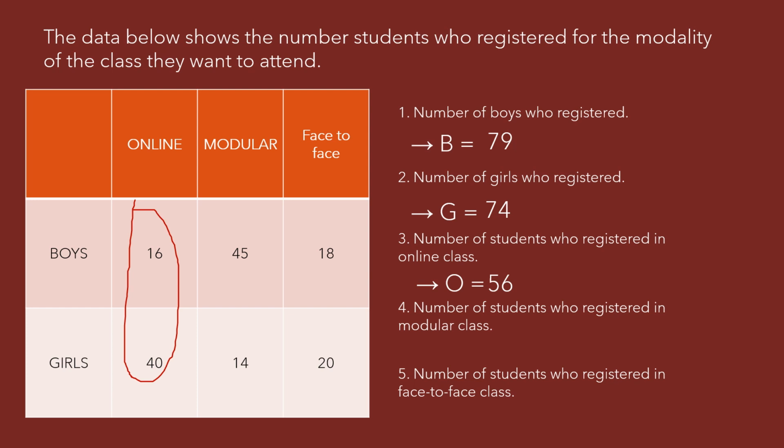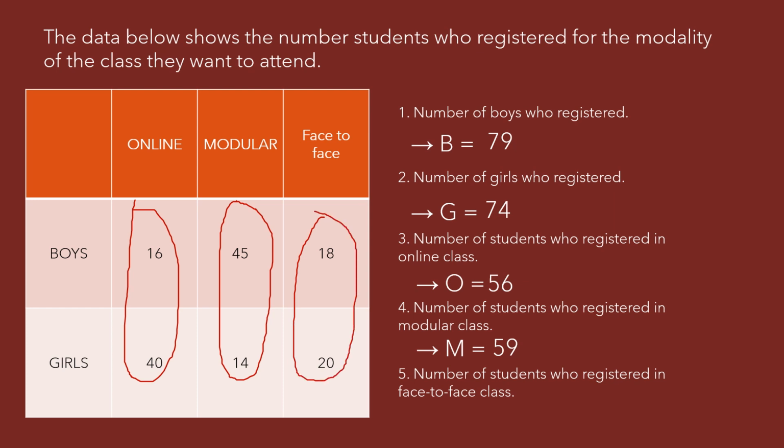Next one, number 4, number of students who registered in modular class. These are the numbers covered by the modular class. So 45 and 14. The sum here is 59. While for the number of students who registered in face-to-face class, the numbers are 18 and 20. So 18 plus 20 is 38. So let us now use union.